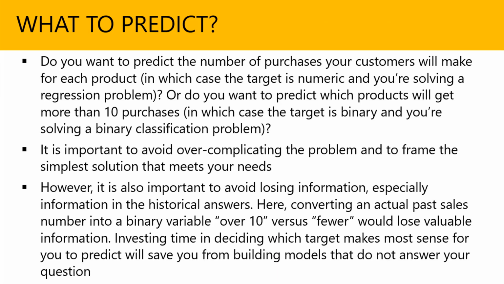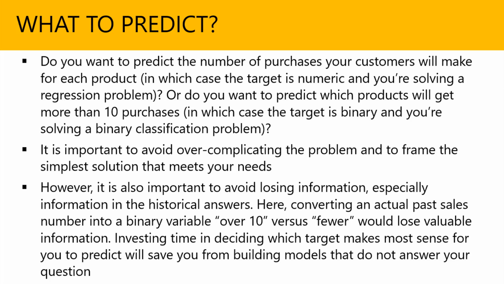And of course, finally, what to predict. That's the output we're looking for. That's the target answer we already kind of know in the back of our minds. We already are aware of the answer. So do you want to predict the number of purchases your customers will make for each product? In this case, the target is numeric and you're solving a regression problem, right? So you need to think about that. Or do you want to predict which products will get more than 10 purchases? In which case, the target is now binary and you're solving a binary classification problem. So you get the idea, right? So you need to define and make sure exactly what you're looking for before you move forward.